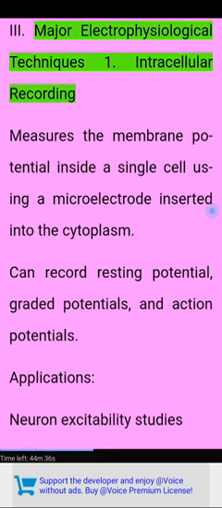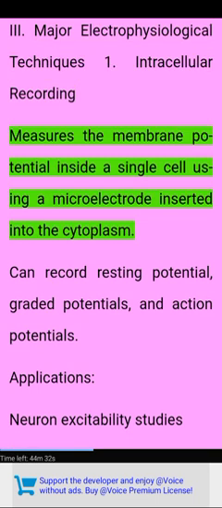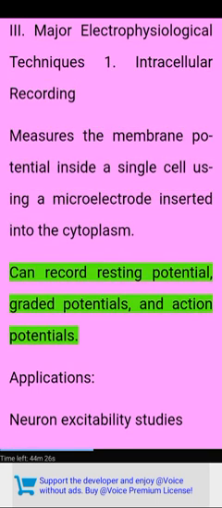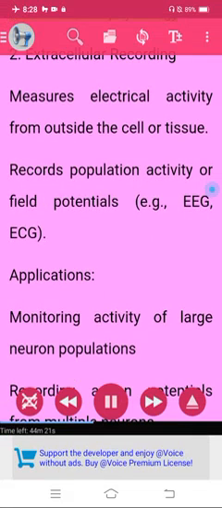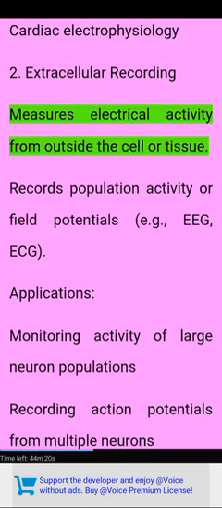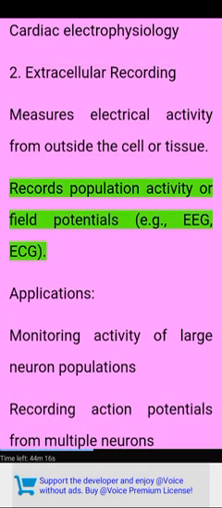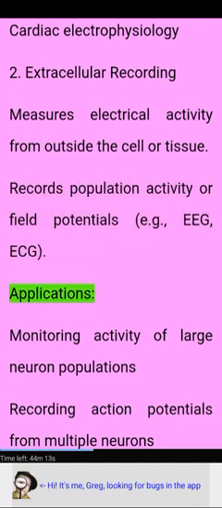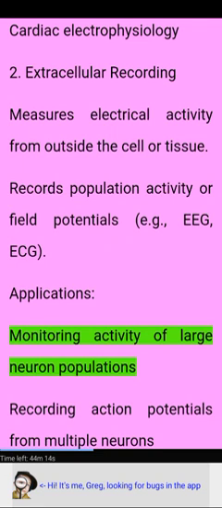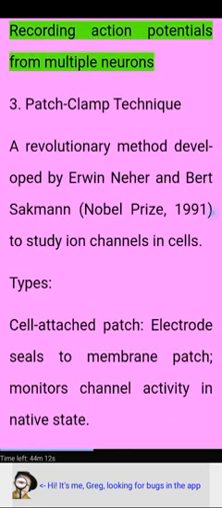3. Major electrophysiological techniques. 1. Intracellular recording. Measures the membrane potential inside a single cell using a microelectrode inserted into the cytoplasm. Can record resting potential, graded potentials, and action potentials. Applications: neuron excitability studies, cardiac electrophysiology. 2. Extracellular recording. Measures electrical activity from outside the cell or tissue. Records population activity or field potentials, e.g., EEG, ECG. Applications: monitoring activity of large neuron populations, recording action potentials from multiple neurons.